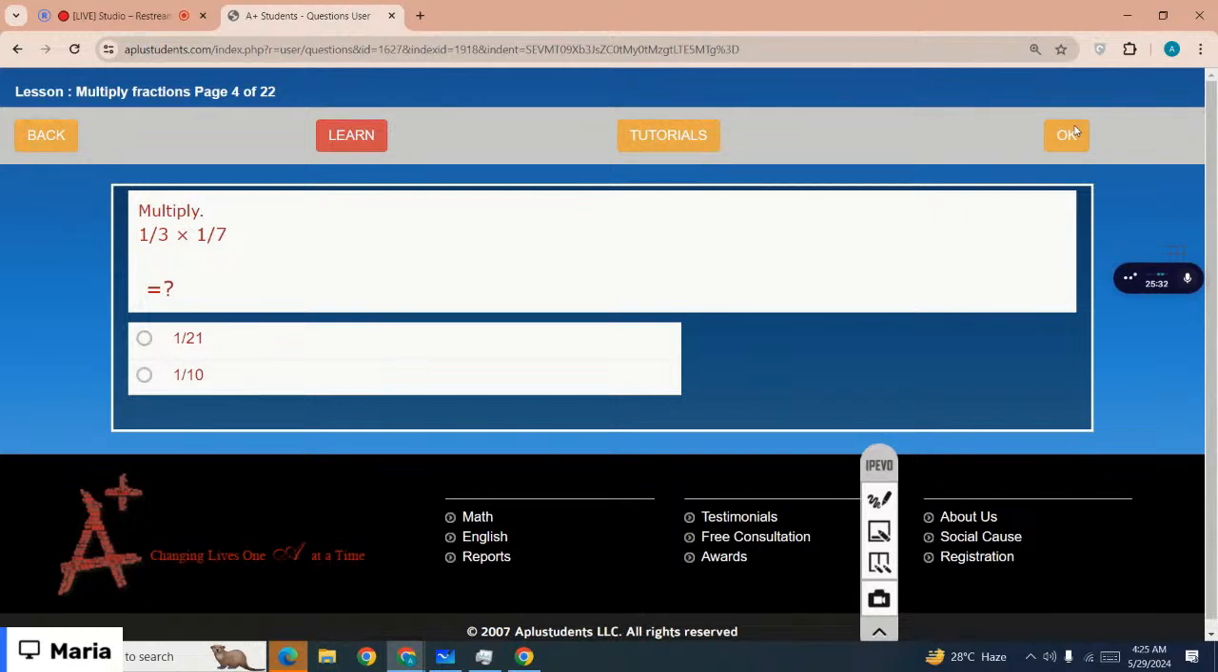One by 3 times 1 by 7. Which is the correct option? The correct option is that is 1 over 21. Option number 1 is the correct option.